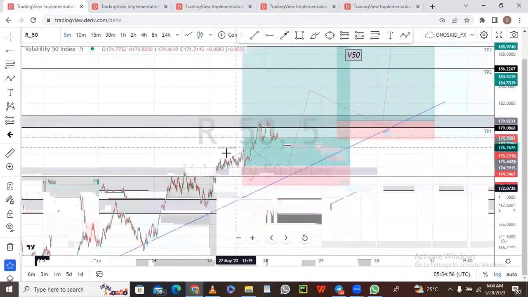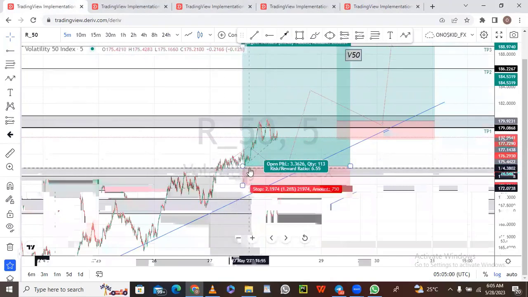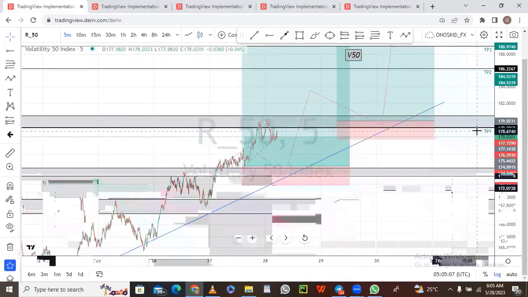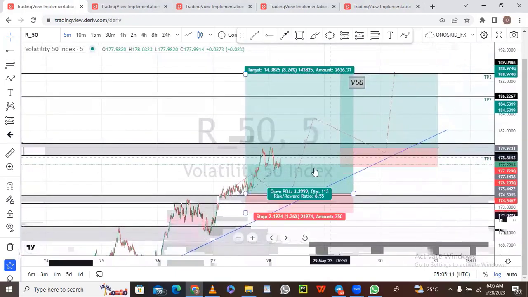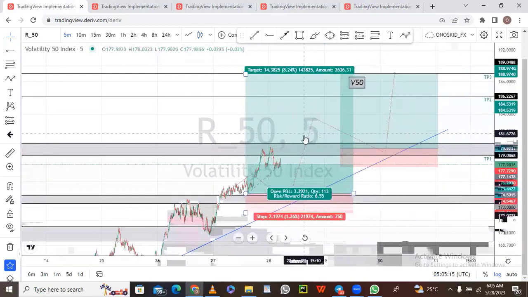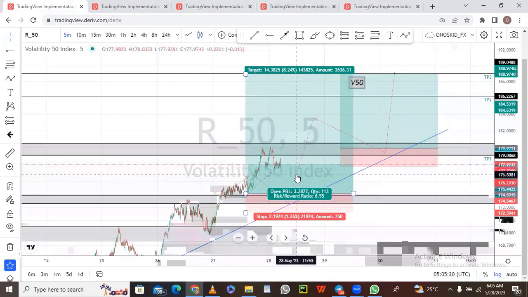Then we waited for this market, although there's a bit of consolidation around this region, as you can see. We were able to catch this move here, and we've already done TP1, but we are still holding the trade because we want good risk to reward. At this junction, we are already at break even.